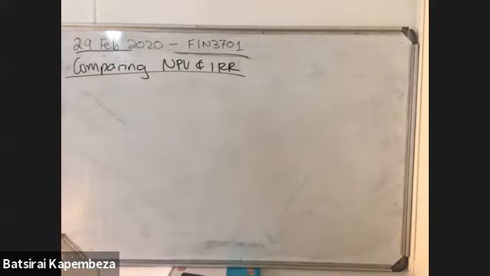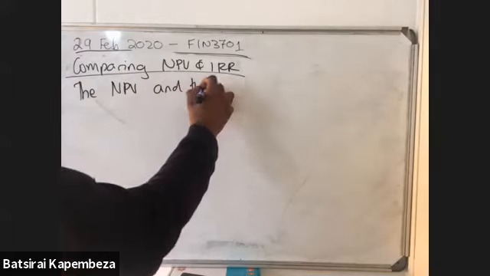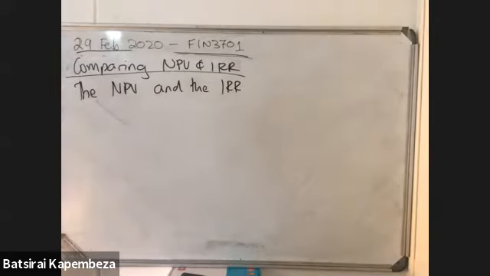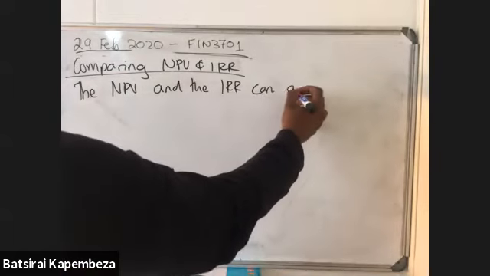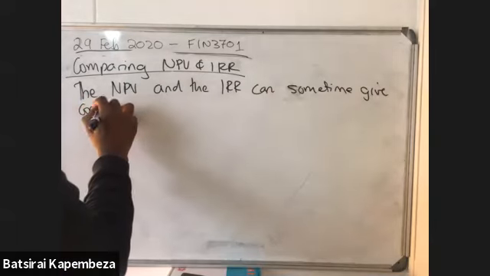These two, the NPV and IRR, are really popular techniques when it comes to capital budgeting. When a company wants to decide whether or not to invest in a project, the company will usually use one of these two techniques. So we just want to briefly compare them, and you need to know the theory behind comparing these two. And the problem is that the NPV and the IRR can sometimes give conflicting rankings. Sometimes, not all the time.